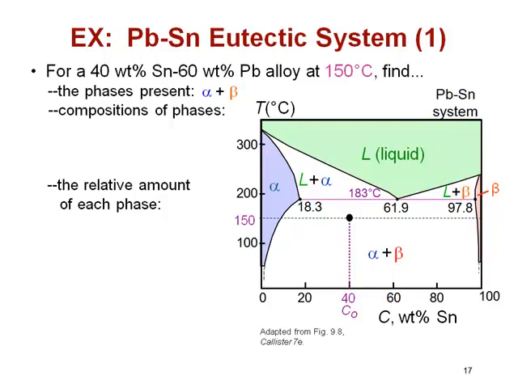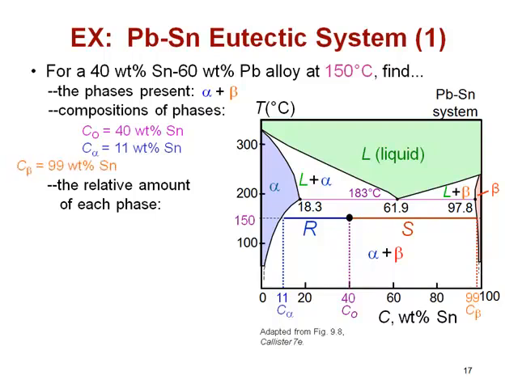Now, composition of the phases. We've got to draw the tie line again from this point to those solvus lines on the two ends. The one to the left gives us the composition of the alpha phase, and the other one that of the beta phase. So again, at that given point, we do the tie line and find the projections, giving us 11% tin for the alpha phase and 99% tin for the beta phase.